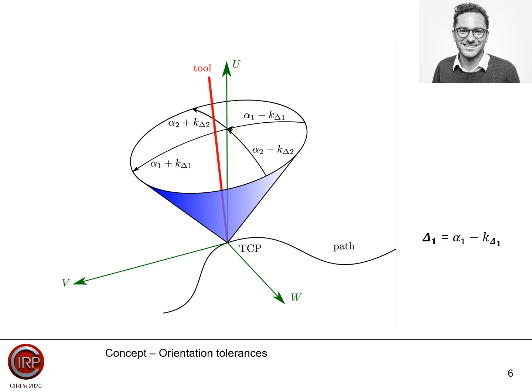The range of delta, so to say the tolerances in orientation, can be described as a cone based on the TCP and the surface, with constraints that are technologically dependent. Here, the orientation of the tool can rotate around the V and the W axis, whereas the rotation about the U axis is not concerned here.